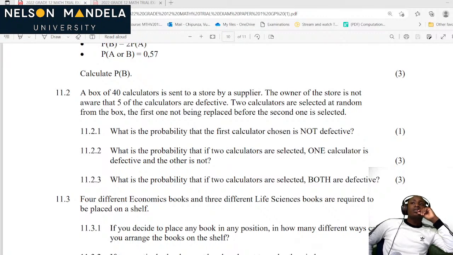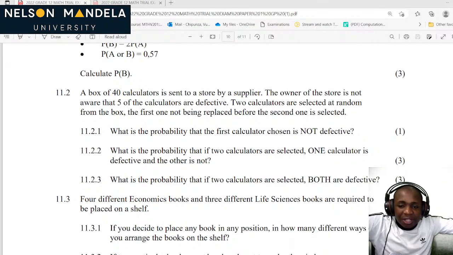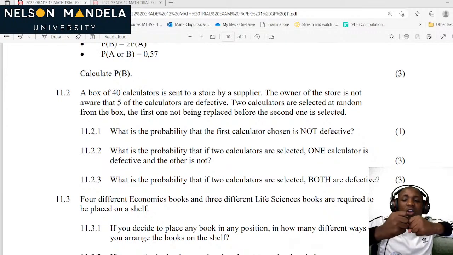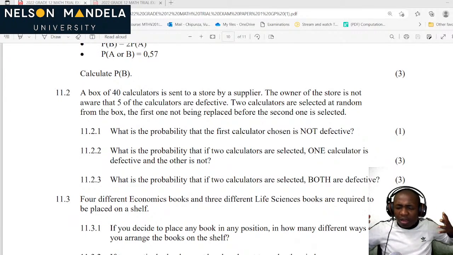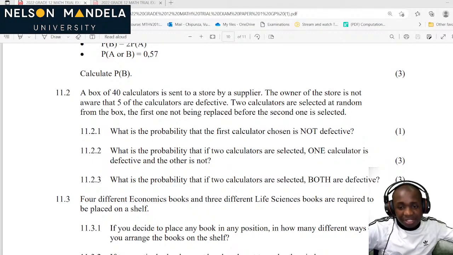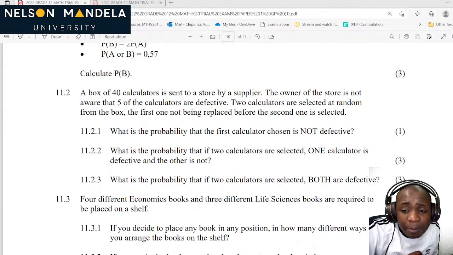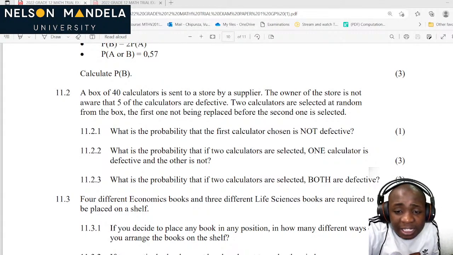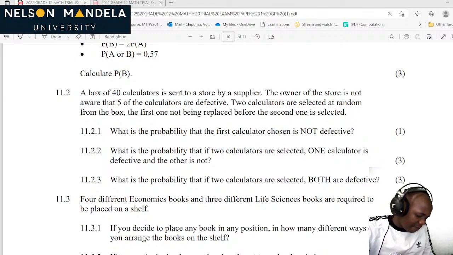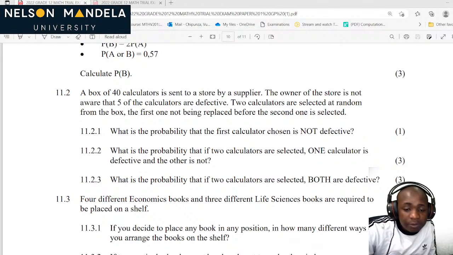Okay. So when you're reading your question, you visualize the question, you understand the concept which you're looking at, and like, oh, so this is what they're talking about. It's okay. Let's solve it. 11.2.1. What is the probability that the first calculator chosen is not defective?